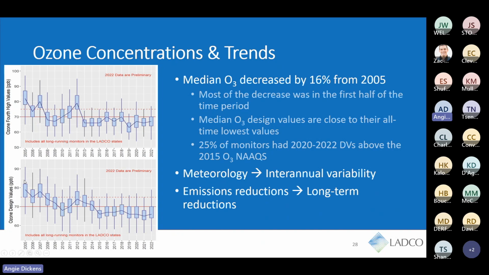Most of the decrease here is happening in the first part of the period, and we've had things being much flatter over the last 8 or so years. That said, median ozone design values are close to their all-time lowest values. Like 2021 is maybe the median value, at least, was lowest. Design value is lowest then, but we're very close to our all-time low value. But we still have a quarter of our monitors that are violating the 2015 ozone standard. So looking at these patterns, we have meteorology contributing to the interannual variability and then emission reductions are leading to long-term reductions in ozone.